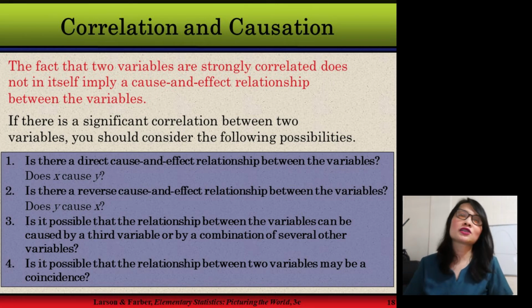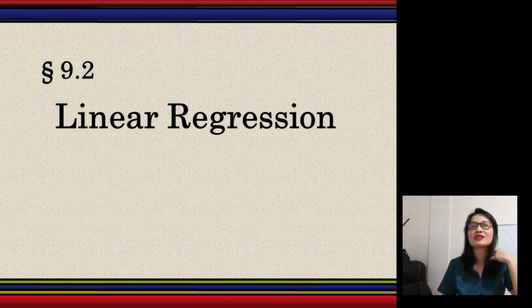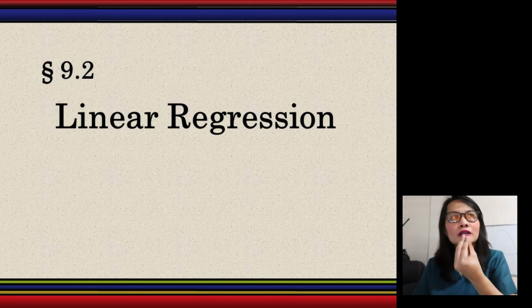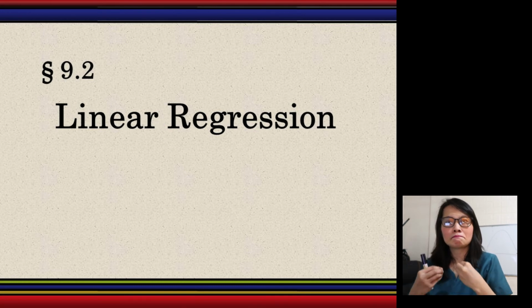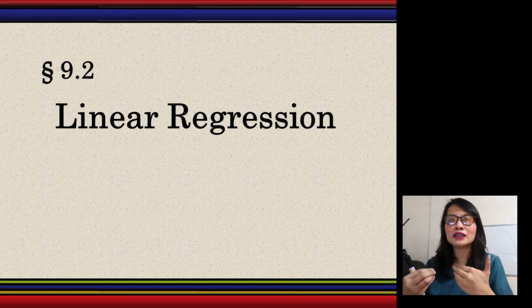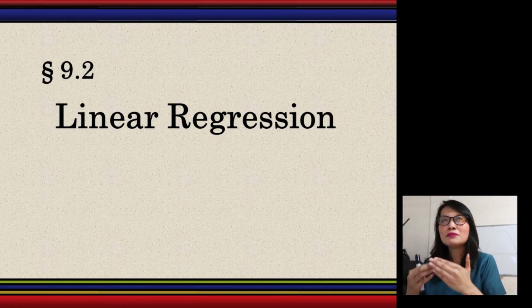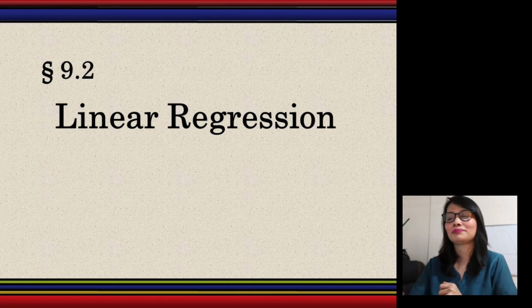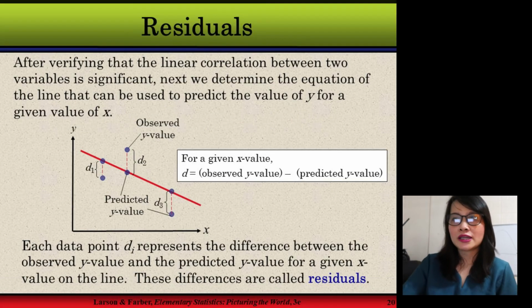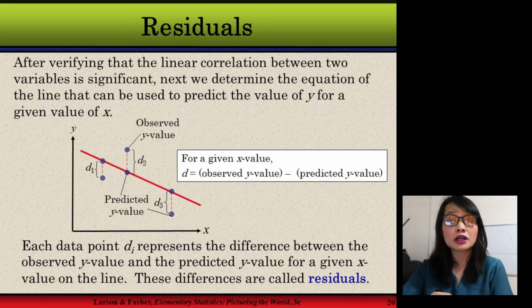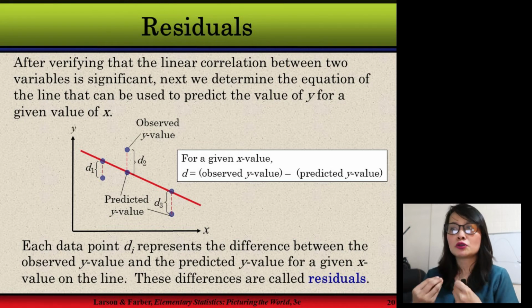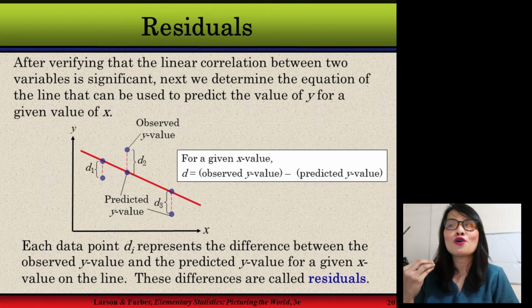Next is linear regression. What about linear regression? When we say linear regression, you are referring to the predicted value. We need linear regression to determine the predicted value. Now, Miss, what is the connection of linear regression to correlation? Let's find out. After verifying the linear correlation between two variables, next, we determine the equation of the line that can be used to predict the value of y for a given value of x.